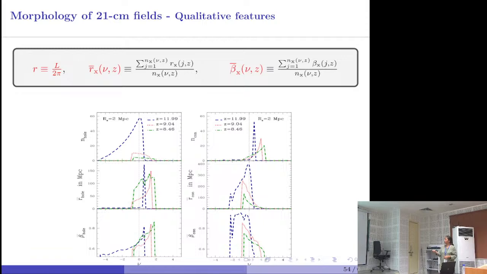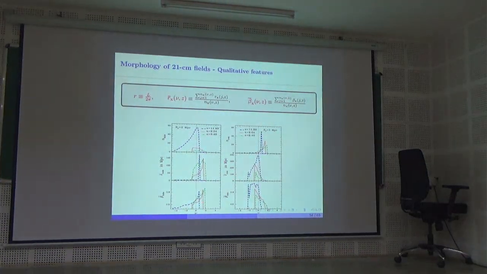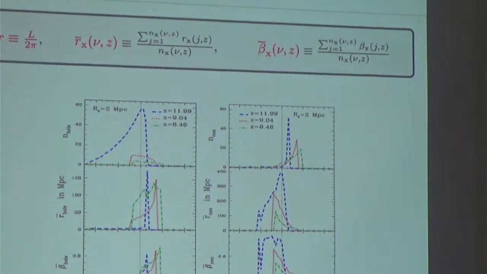And beta bar is also the same thing. I am defining an effective shape parameter, elongation, for the connected regions, and all the shape parameters are averaged over the number of connected regions. So this is the shape and size information. So here is the plot. Let us understand this. The first one is showing the number of holes, the number of connected regions, the effective size of the connected regions, and the shape parameters.